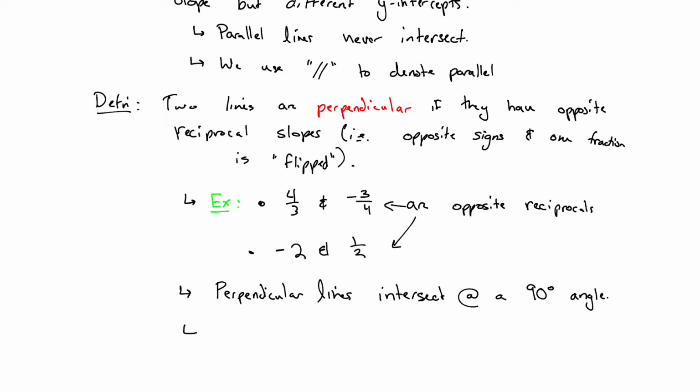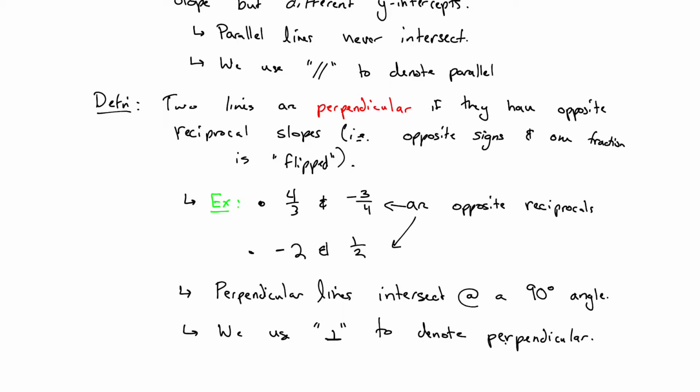And then in terms of jargon, just like we use the 2 backslashes to denote parallel, we'll do something to denote perpendicular. We use an upside down T to denote perpendicular. So we use this upside down T to denote perpendicular. So let's go ahead and see some action.